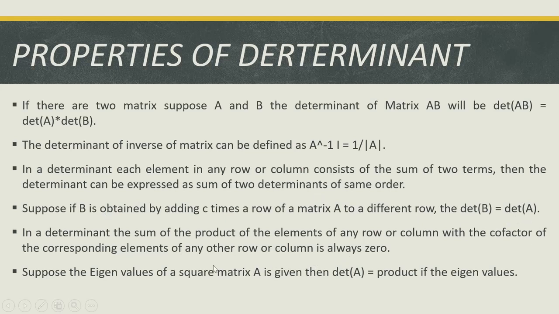The 11th property is that in a determinant, the sum of the product of the elements of any row or column with the cofactor of the corresponding elements of any other row or column is always 0. And the 12th property is that suppose the eigenvalues of a square matrix A are given, then the value of its determinant would be the product of all the eigenvalues.